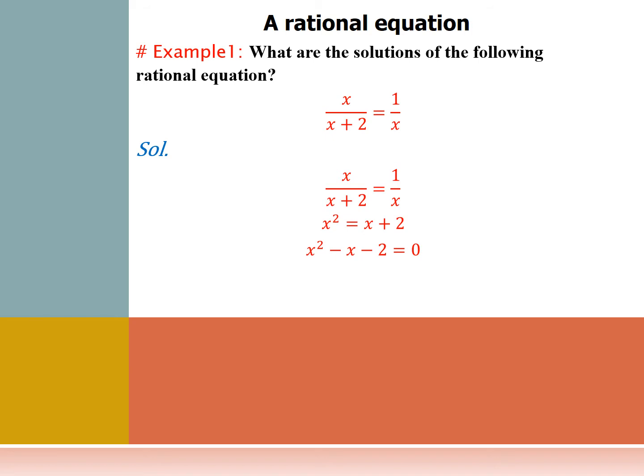Now because the coefficient of x squared is 1, open the parentheses and ask yourself what are the numbers whose product is minus 2 and whose sum is minus 1. They are minus 2 and 1. That's the product of them minus 2 and the sum of them minus 1. Now we have these factors, x minus 2 times x plus 1 is equal to 0. When x minus 2 is equal to 0, we have x is equal to 2, and when x plus 1 is equal to 0, we have x is equal to minus 1.